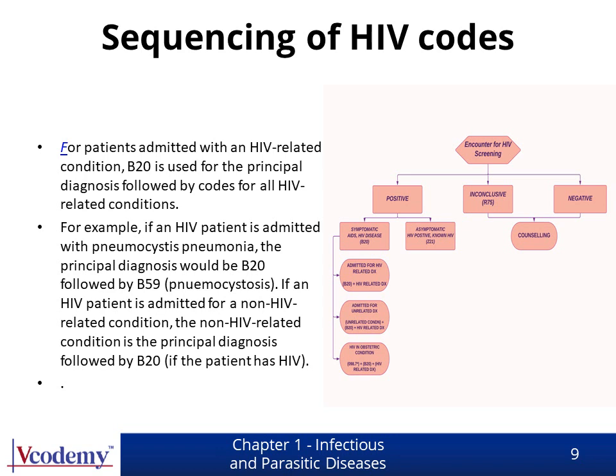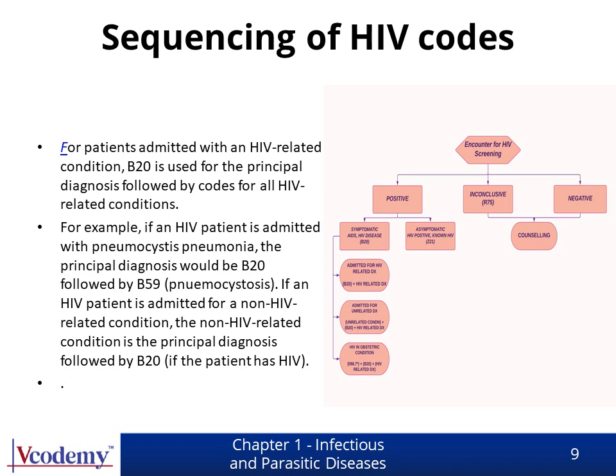If an HIV patient is admitted for a non-HIV related condition, as I told you, like any trauma or accident, road accident for example, he is coming in for that. But he is also HIV positive, but he is coming in for an HIV non-related condition for treatment. Then the non-HIV related condition will be the principal diagnosis, followed by B20 if the patient has HIV. So be very careful with this sequencing.